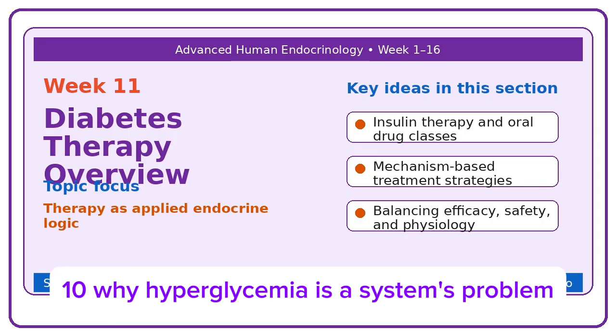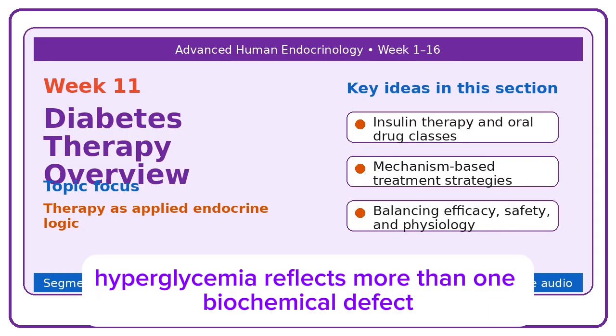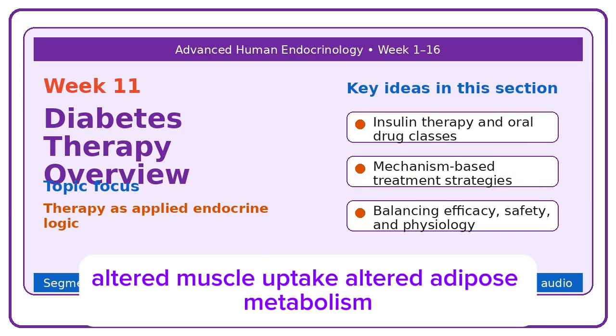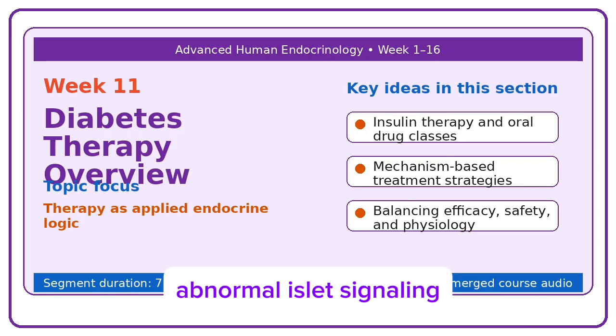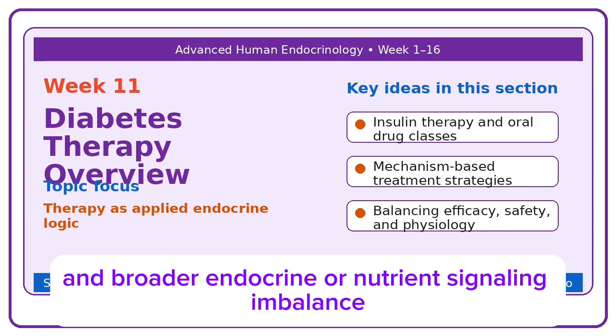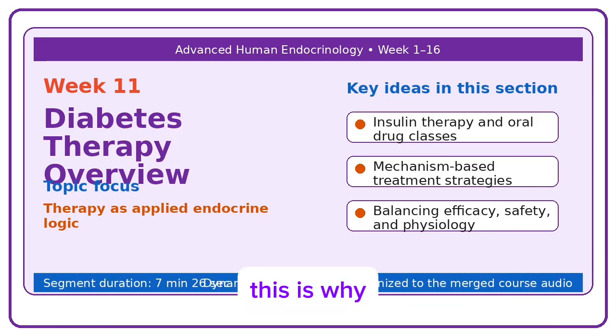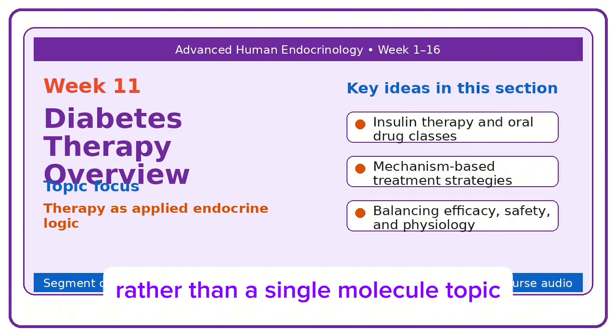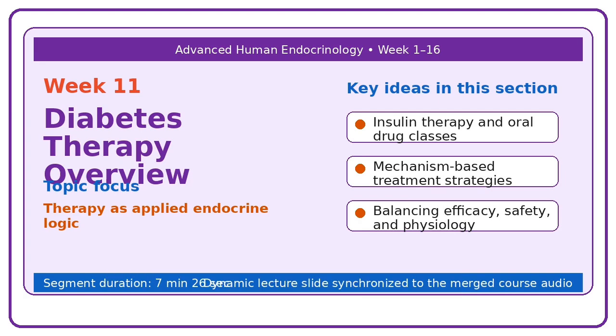Group 10. Why hyperglycemia is a systems problem. Hyperglycemia reflects more than one biochemical defect. It often involves altered liver output, altered muscle uptake, altered adipose metabolism, abnormal islet signaling, and broader endocrine or nutrient signaling imbalance. This is why pancreatic endocrinology must be understood as a systems topic rather than a single molecule topic.